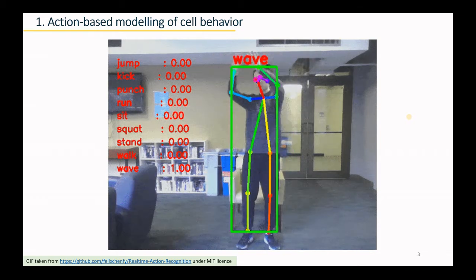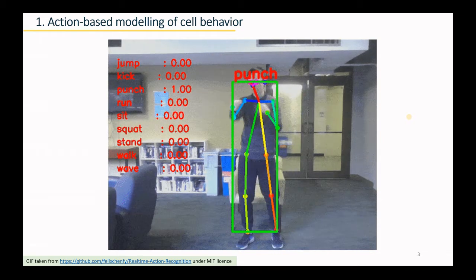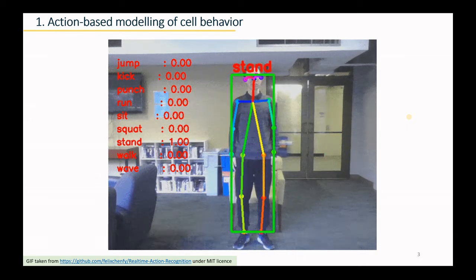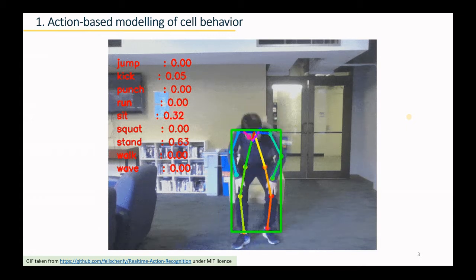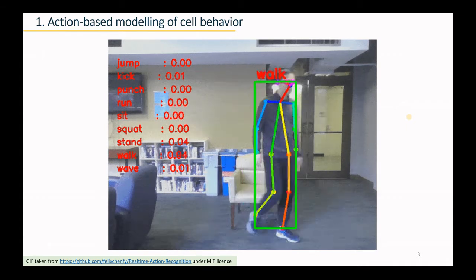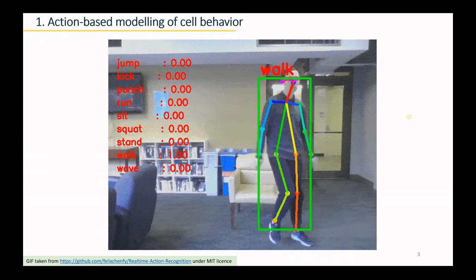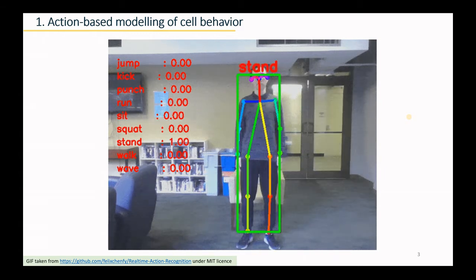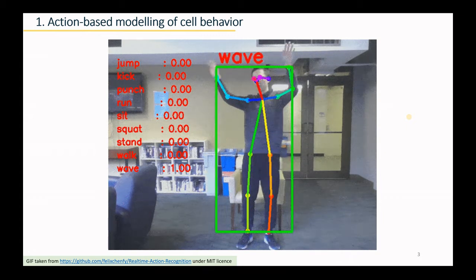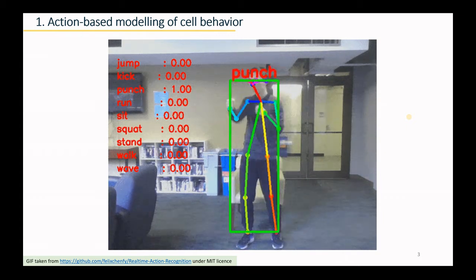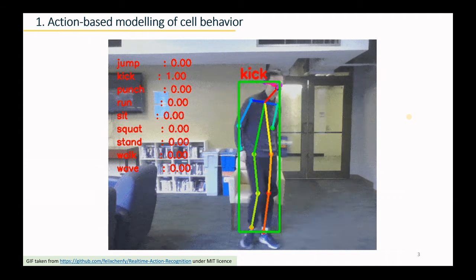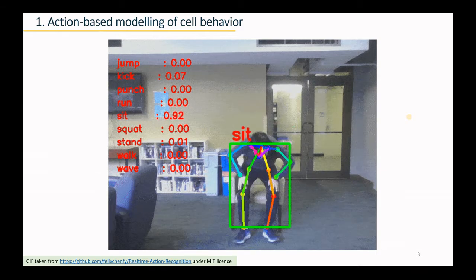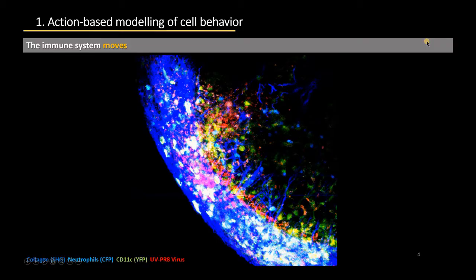Well, action recognition resembles a large number of methods which were established originally to study the behavior of humans. So these methods want to detect what a human is doing from his or her motility patterns. You can see this person is detected as running, as standing, waving, and doing other things. Well, we want to translate these techniques to understand what cells are doing.